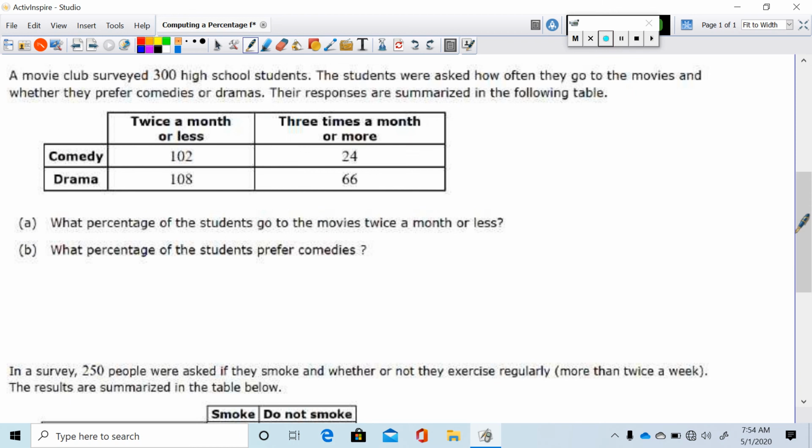The movie club surveyed 300 high school students, so there's 300 students. The students were asked how often they go to the movies and whether they prefer comedies or dramas. Their responses are summarized in the following table. So for comedy, add straight across. 102 plus 24 is 126 comedy. For drama, add those straight across. 108 plus 66 is 174 drama.